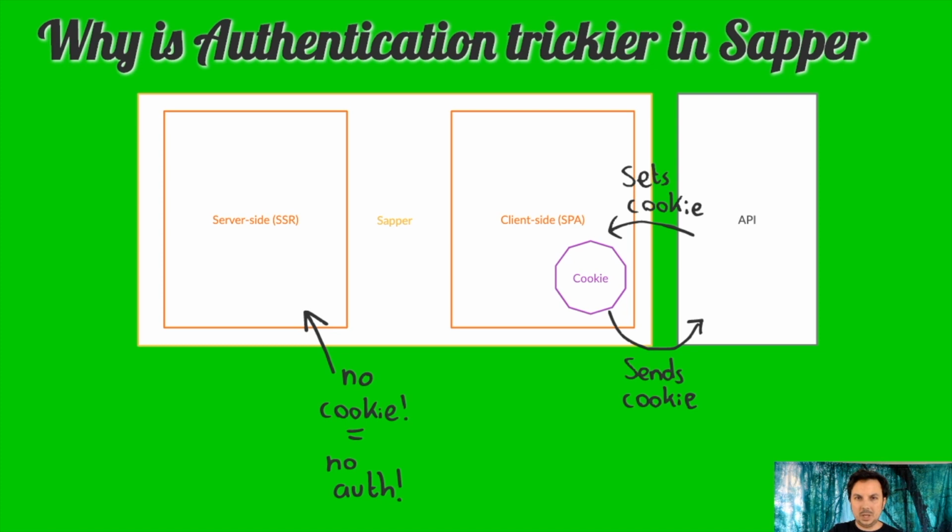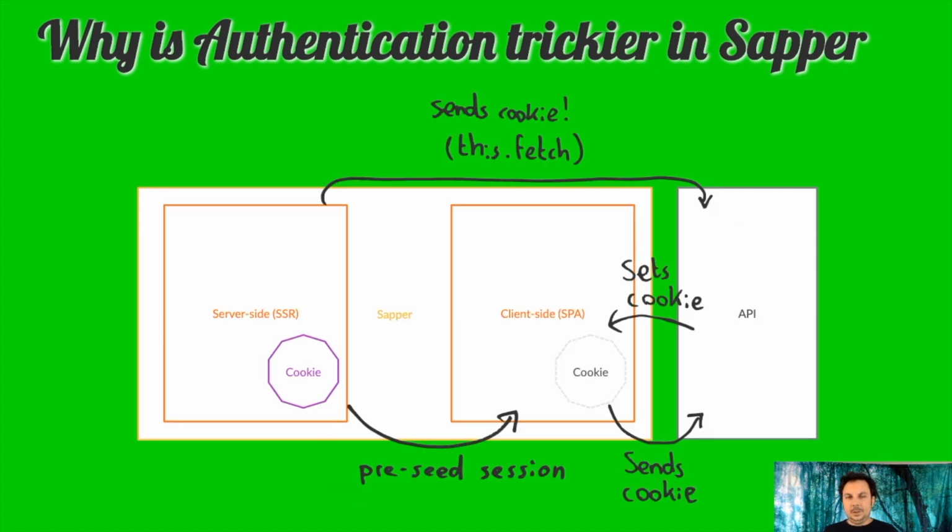So what you have to do is move the cookie parsing to the server side, the SSR part of the Sapper application. So what happens is the server receives the cookie, decodes it, takes the cookie contents and puts them in the session store in Sapper. What this means is the client no longer needs any knowledge of the cookie whatsoever.